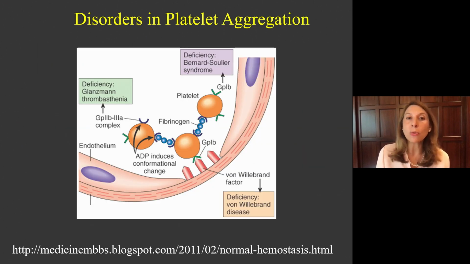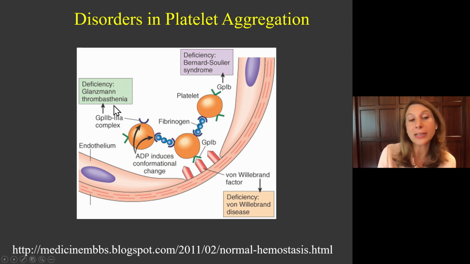Now, a number of disorders can occur that can impact the ability of platelets to aggregate. You can have problems, again, with von Willebrand factor, but you can also have, and these are the two main ones that we usually need to know for things like boards, Glanzmann's thrombasthenia, which is a problem with the fibrinogen receptor, the receptor on the platelet called 2B3A, or Bernard-Soulier, which is a problem with the GP1B receptor. There's other abnormalities as well, which can impact ADP as well.